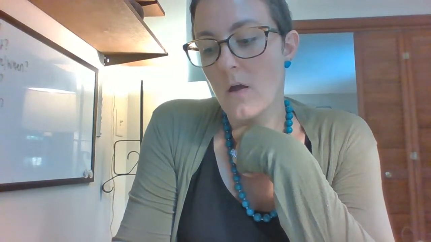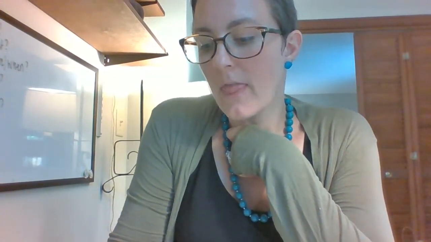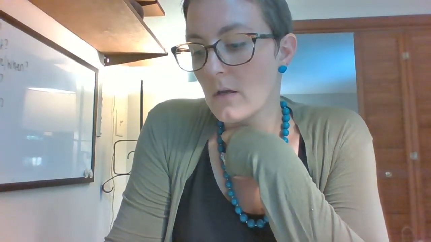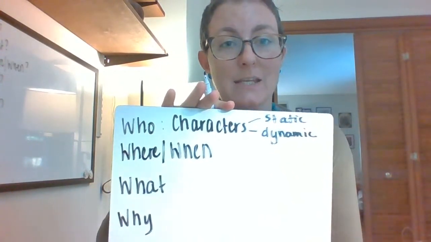So the who in a story is pretty easy. Everybody's familiar with characters, right? So your who in your story are your characters. And your characters can be either static or dynamic. If they are static, that means that they don't change. If they are dynamic, they change throughout the course of the story. So there are your static and dynamic characters.